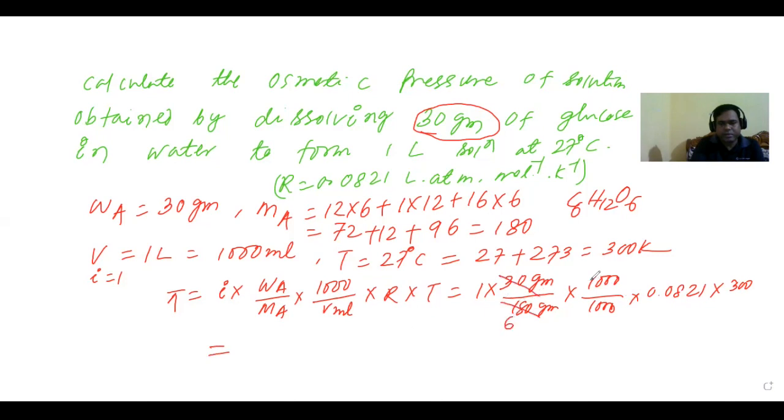Then I have to multiply 0.0821 into 100. That is 8.21 by 2 equal to 4.105. This is your answer: 4.105 atm.